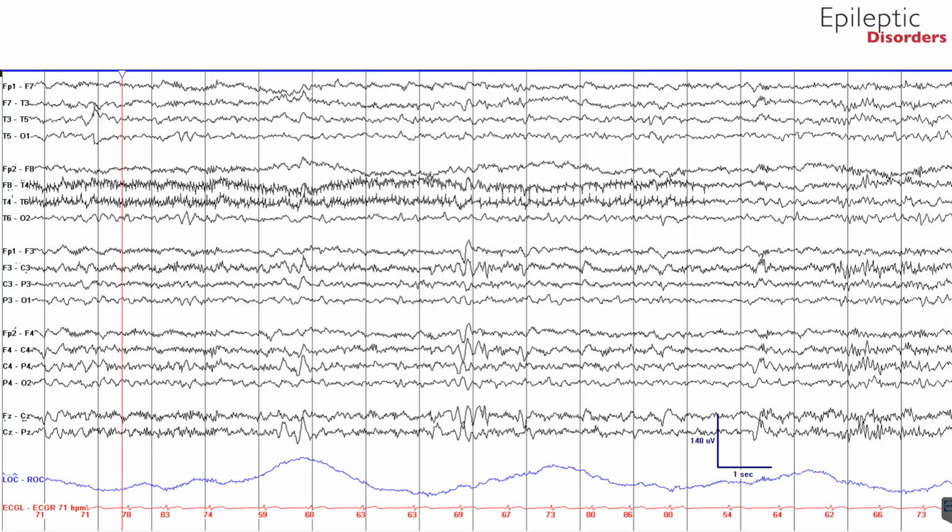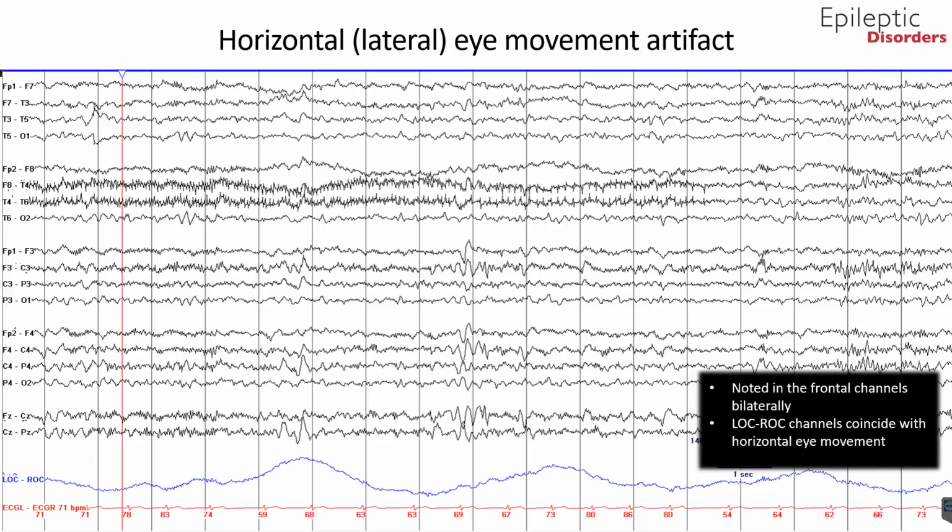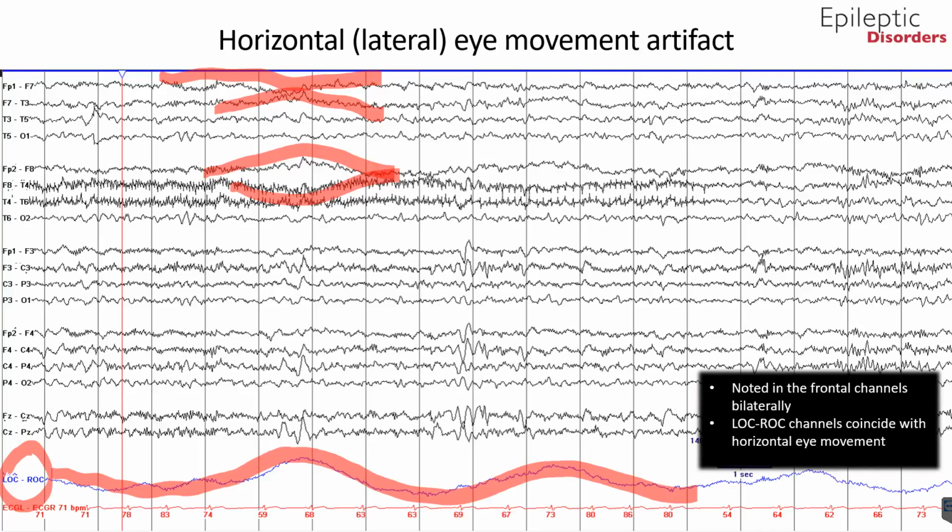Another important artifact to recognize is horizontal lateral eye movement artifact. This is noted in the frontal electrodes with the eyes moving horizontally and slowly. This is best noted in the FP1-F7 and F7-T3 on the left chains and FP2-F8 and F8-T4 on the right chains. Another feature of eye roving movements noted on this page is shown below in the LOC-ROC channels, circled below in red. LOC-ROC stands for left outer canthus and right outer canthus, where the undulating waveforms noted on the LOC-ROC channels coincide with the horizontal lateral eye roving movements noted in this page.